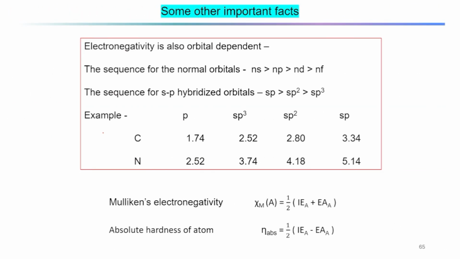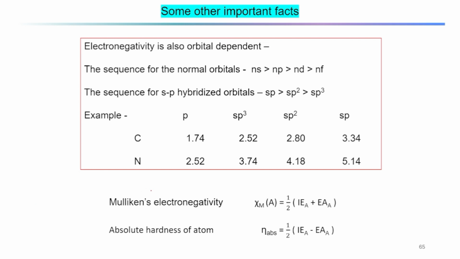Now let's see some other important facts. Electronegativity is also orbital dependent, and the sequence for the normal orbitals is ns greater than np greater than nd greater than nf. So the s orbital has more electronegativity compared to the other orbitals, because the s orbital lies closer to the nucleus. Now let's see the sequence for hybridized orbitals. For the hybridized orbitals, the sp orbital has higher electronegativity compared to sp2 and sp3.